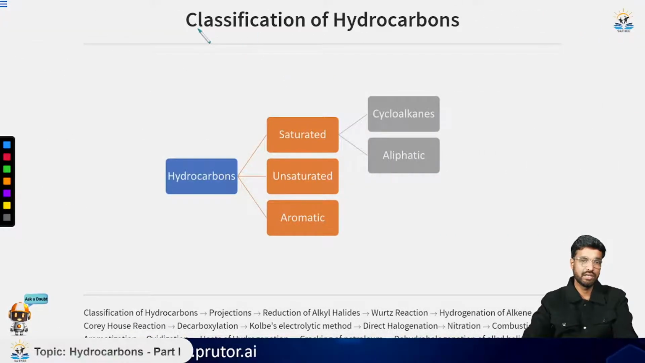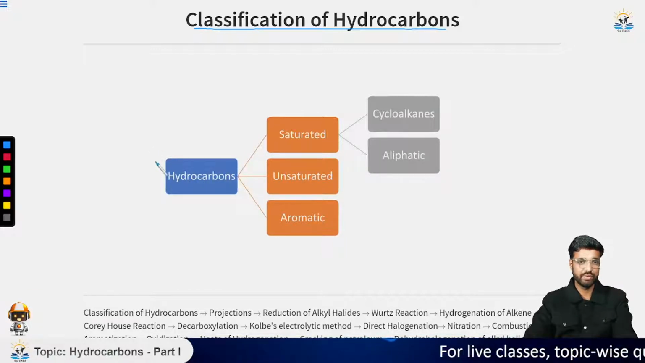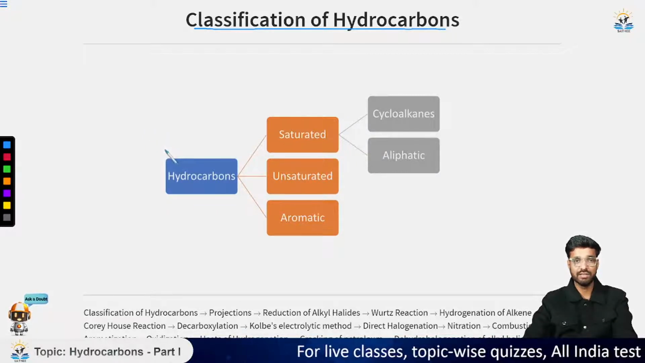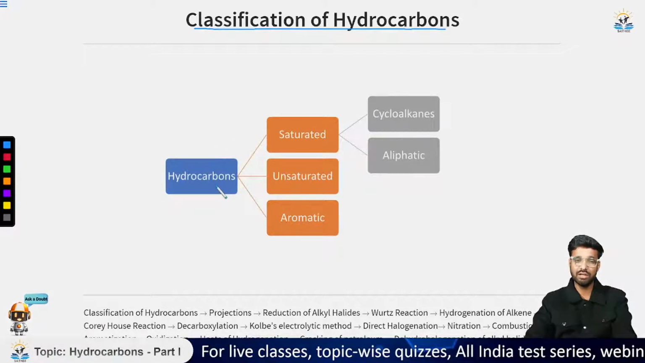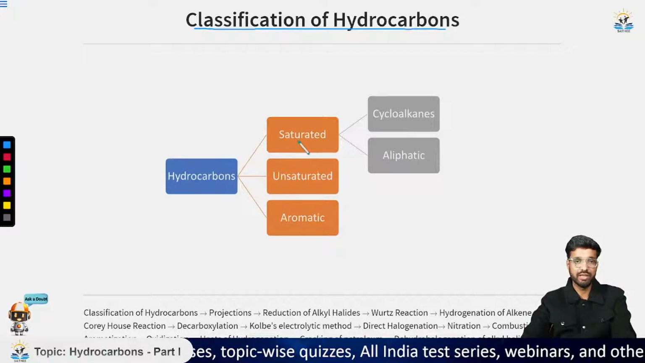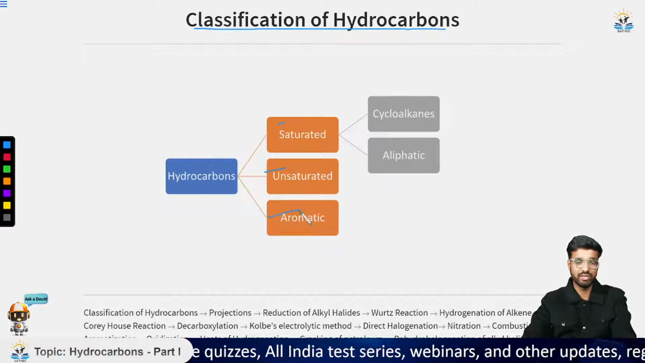First of all, let us see what hydrocarbons are and what their classification is. By hydrocarbon, we mean that we have a bond between C and H. It is basically a compound formed from the interconnection of carbon and hydrogen, and many other elements also like nitrogen, oxygen, and sulfur. Hydrocarbons are of three types basically: the first is saturated, the second is unsaturated, and the third is aromatic.